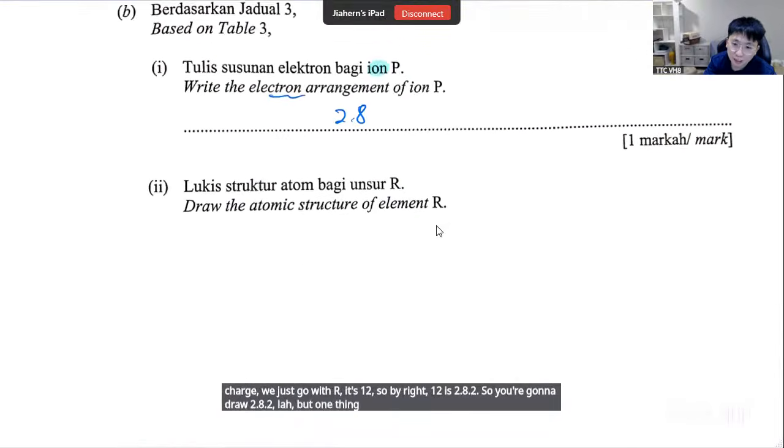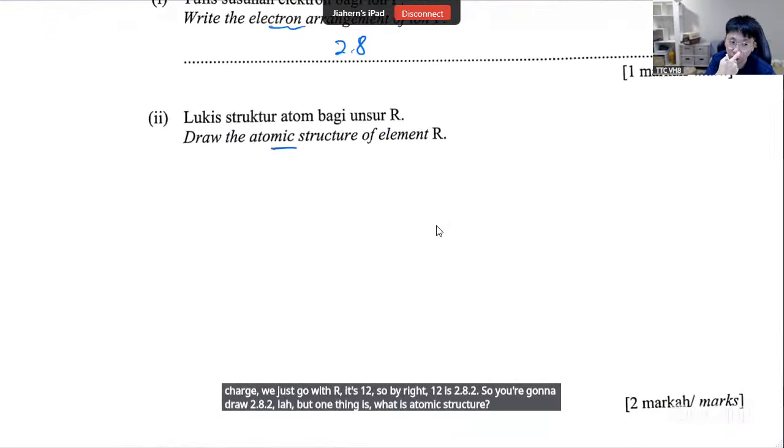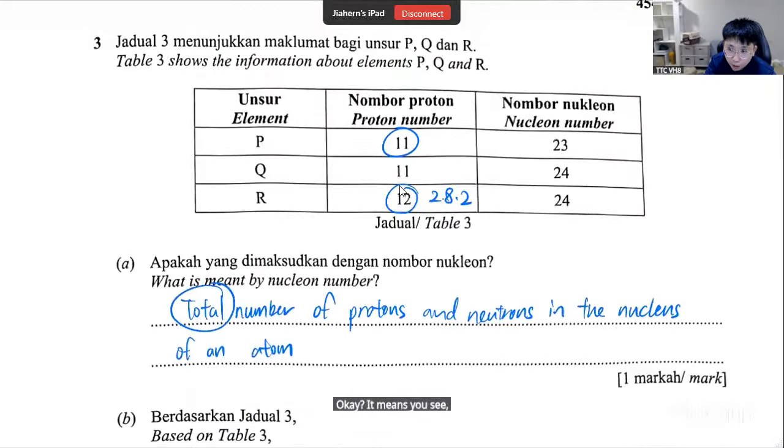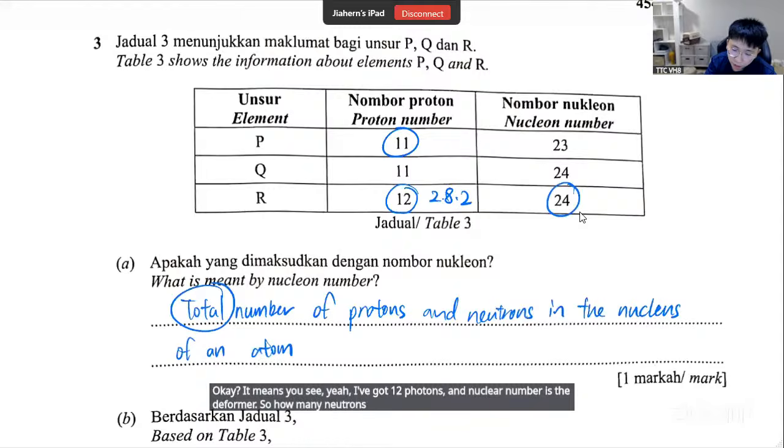But one thing is, what is atomic structure? Atomic structure, it means you must draw out the nucleus and label proton and neutron. Okay, it means you see, got 12 proton and nucleon number is 24. So how many neutron? You take 24 minus the proton. So actually you got 12 neutron.